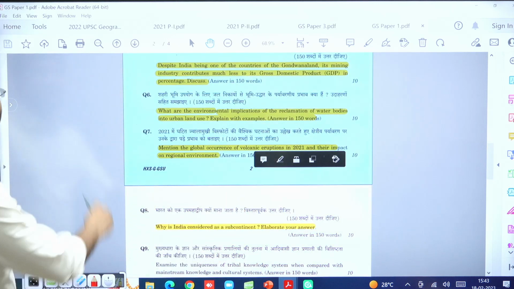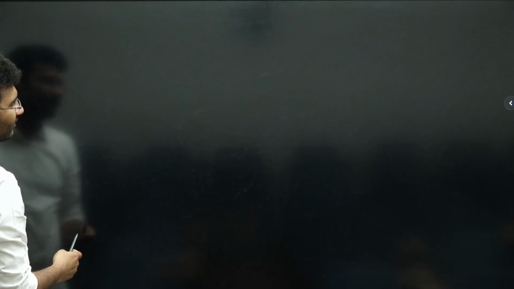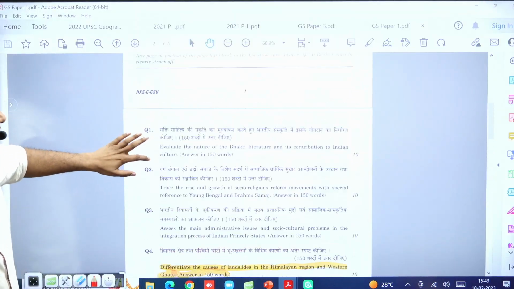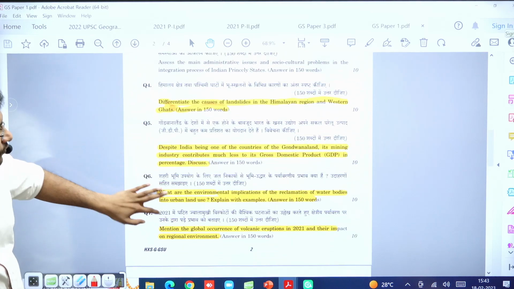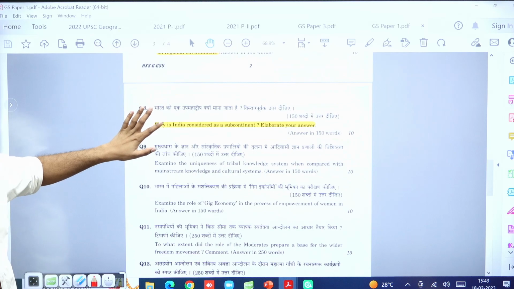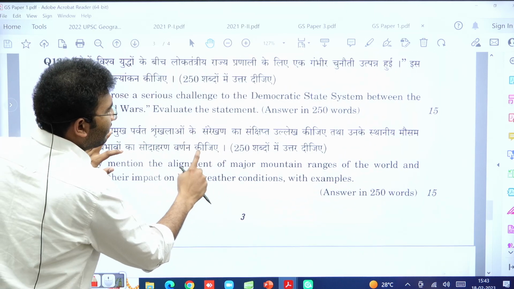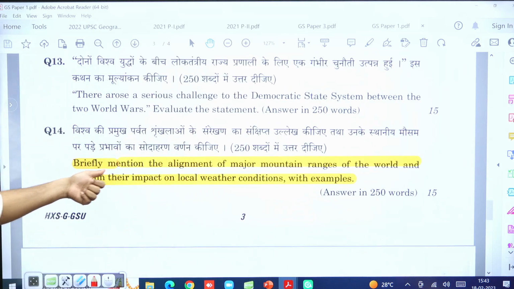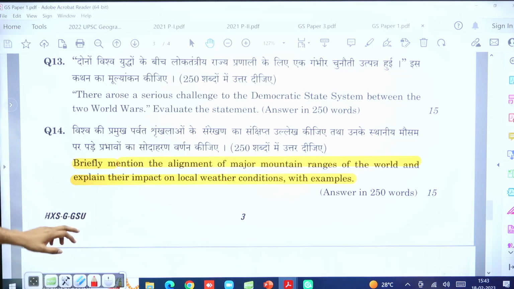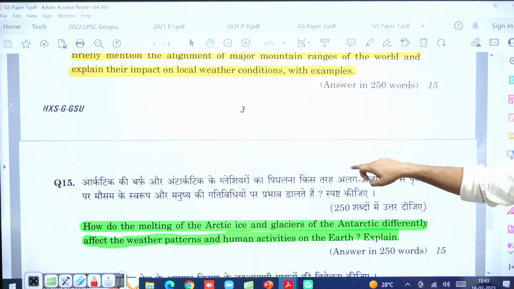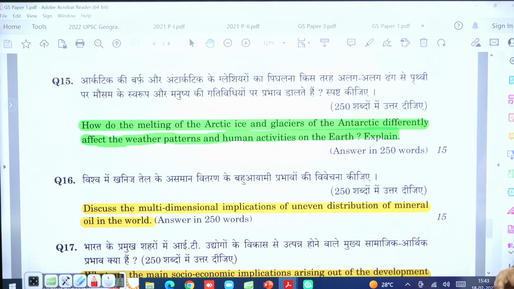Let's try to calculate the number of marks that are part of geography. See, the 10 marker questions are 1, 2, 3, 4 plus 5, 5 ten-marker questions, which account for 50 marks. Then look into the 15 marker questions which have been asked from geography. Briefly mention the alignment of major mountain ranges of the world and explain their impact on the local weather conditions. So 15 marks. Again, how do the melting of Arctic ice and glaciers of the Antarctic differently affect the weather patterns and human activities on the earth? Explain.